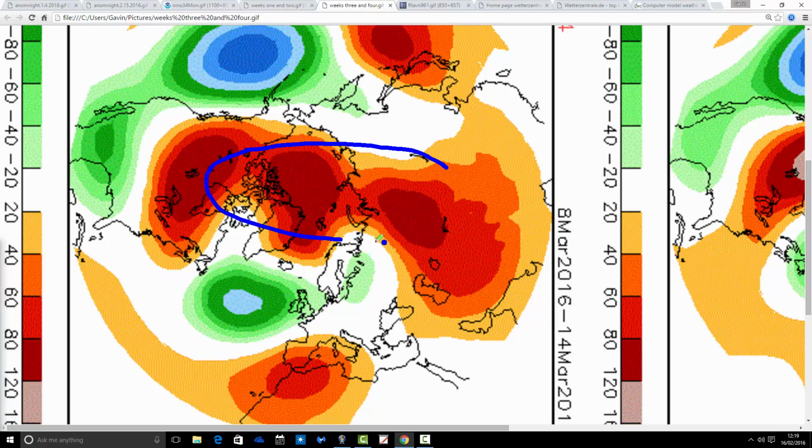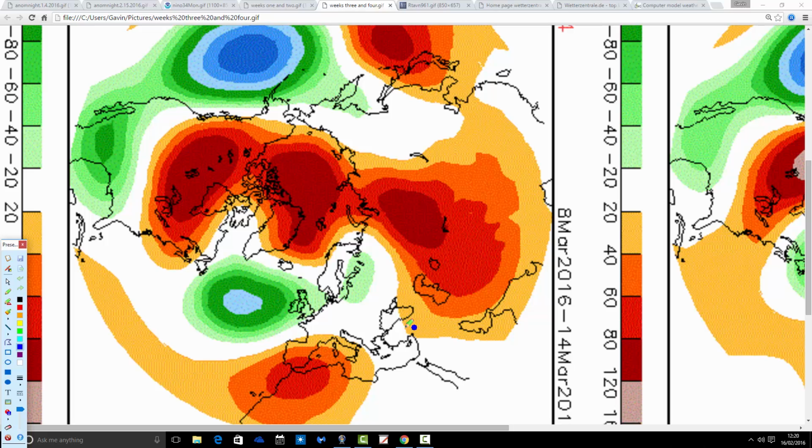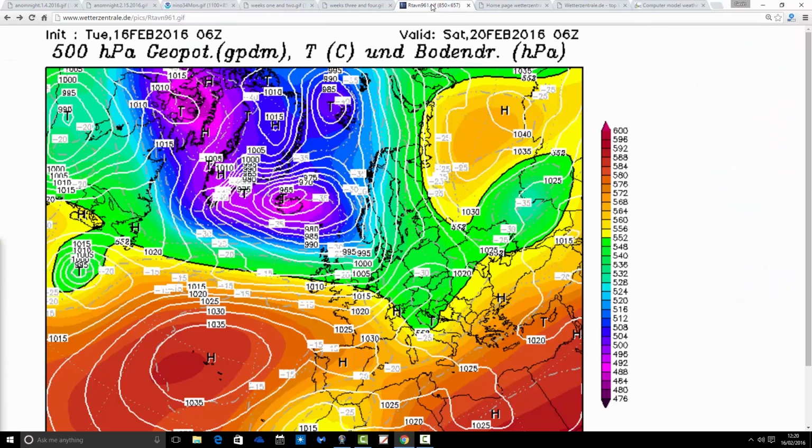That is very, very extensive ridging setting up there right over top of the pole, and it would only take very slight adjustments to start to force cold air with that blocking out of the pole and down into the mid-latitudes. I reckon if that sort of extent of blocking set up over the top of the pole, that could really start to push some very cold air down into the mid-latitudes through the middle part of March. So watch this space on that one.